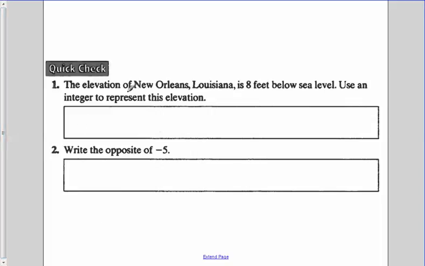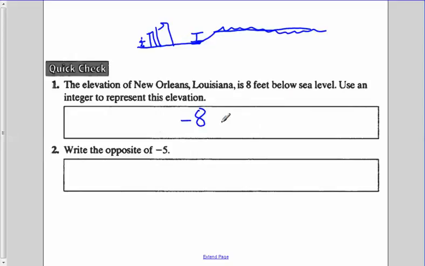Alright. The elevation of New Orleans, Louisiana is 8 feet below sea level. Use an integer to represent this elevation. You should be able to picture New Orleans, a city with some buildings and some people, but it is 8 feet below sea level, with water up above. So what is the distance from sea level to ground level at New Orleans? Well, it is -8 feet. For number 2, write the opposite of -5. Well, the opposite is 5. Let's carry on and look at some more examples.